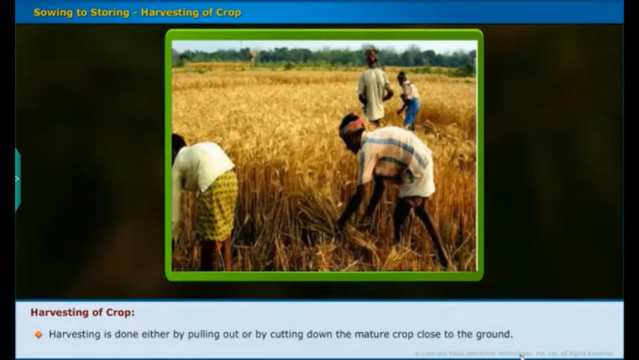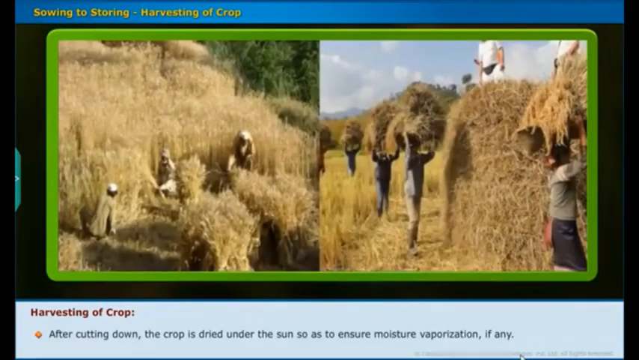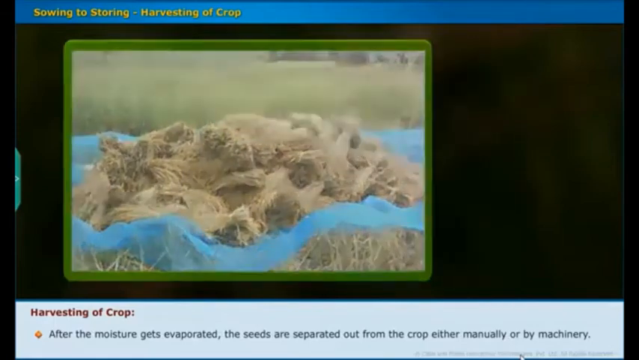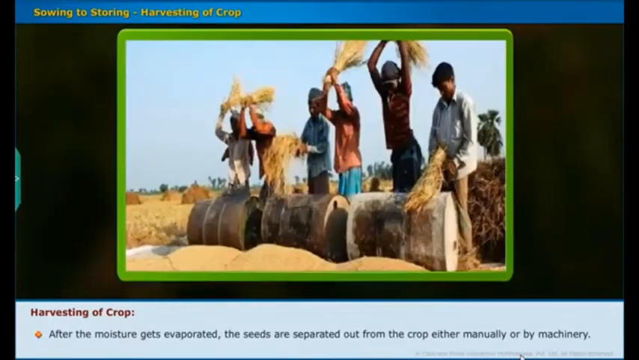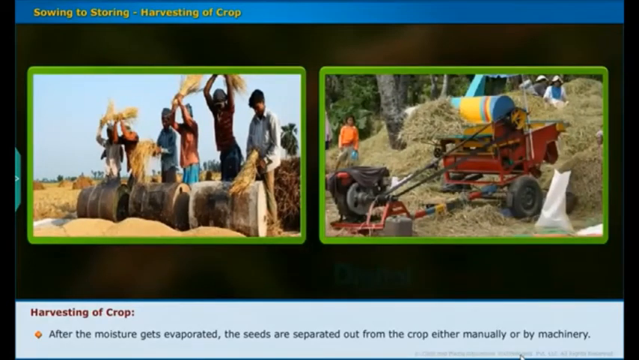Harvesting is done either by pulling out or by cutting down the mature crop close to the ground. After cutting down, the crop is dried under the sun so as to ensure moisture vaporization, if any. After the moisture gets evaporated, the seeds are separated out from the crop either manually or by machinery.